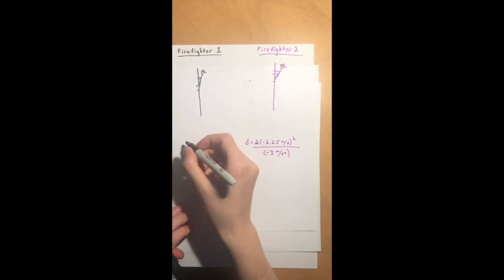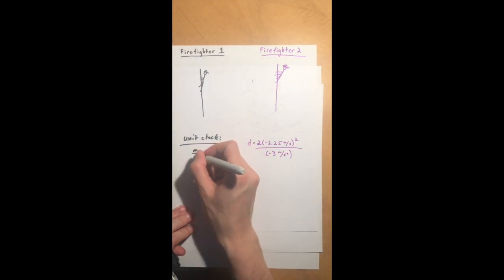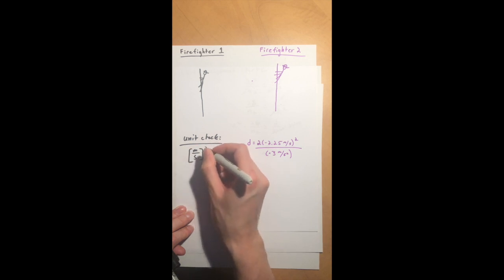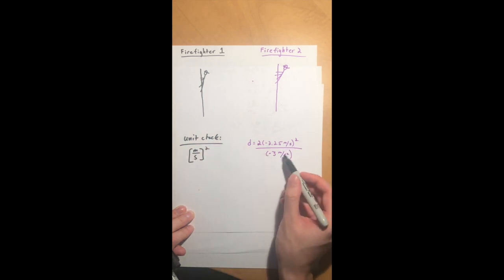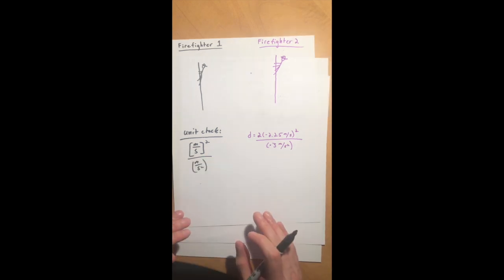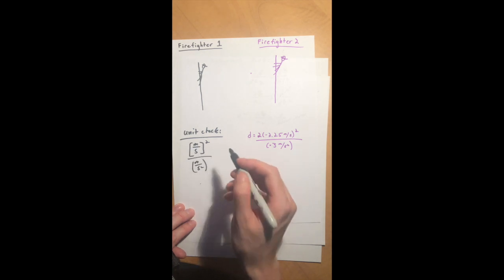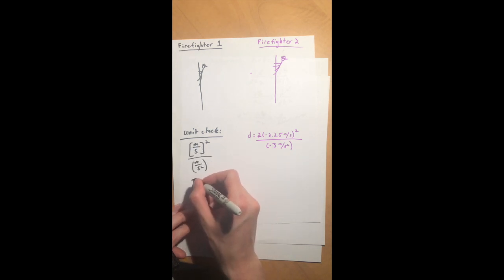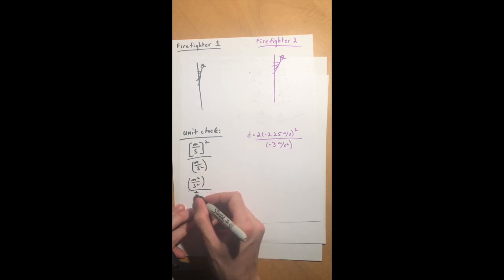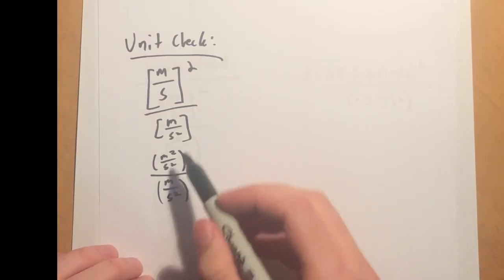So then just moving over here to do just a unit check. Okay, we have meters over seconds, and that's all being squared here. In our denominator, the only units we have are meters per second squared. So when we square meters over seconds, we square both, right? We square the meters and the seconds, so that's going to give us meters squared over seconds squared all over meters over seconds squared.